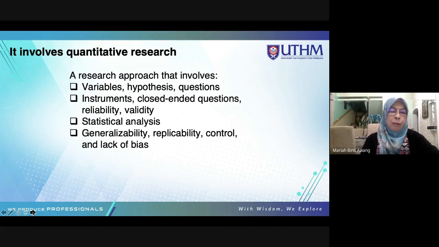Okay, before we go through all this content, for quantitative research, you have learned from Prof. Dr. Chan. So I just list the research approach that involves variables, hypothesis, questions, instrument, closed-ended questions, reliability, validity, statistical analysis, generalizability, replicability, control, and lack of bias.